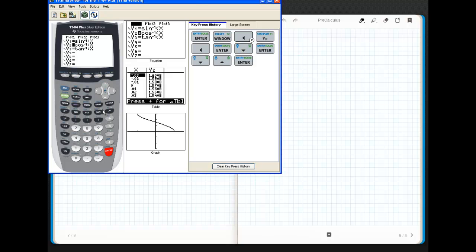Turn off cos. Let's look at inverse cotan. Turn him on. And look at this. Booyah. Just like we did. Nothing to it. Negative pi halves to pi halves. Passes through (0, 0). Passes through (1, pi fourths). (-1, -pi fourths). Cool.